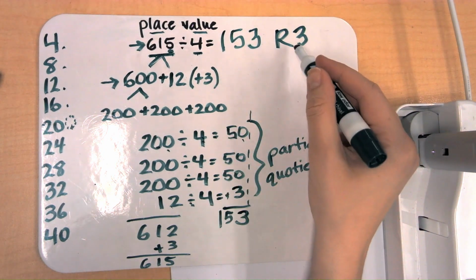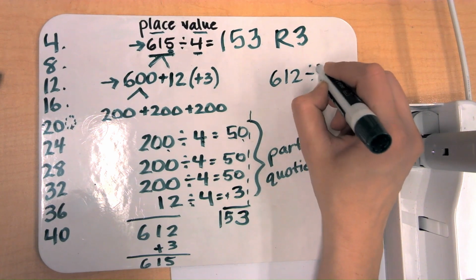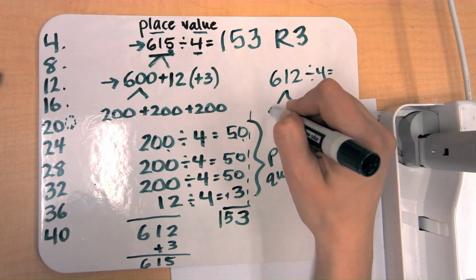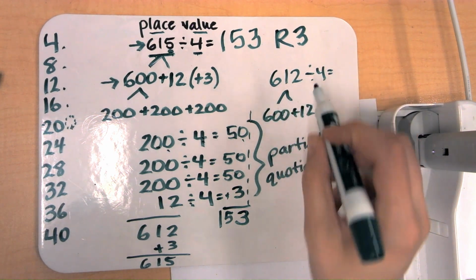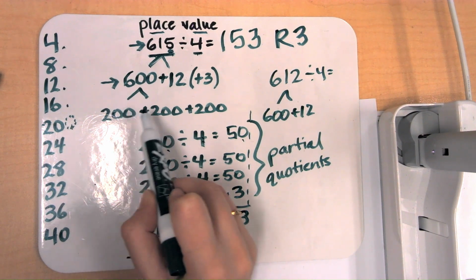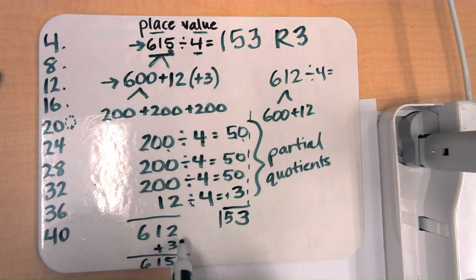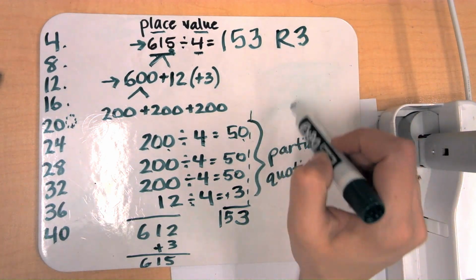Now, that's with a remainder. If I were going to do 612 divided by 4, I wouldn't have a remainder because I would be able to bust this up into 600 plus 12 and do the same thing. I would have 200, 400, 600, and then the 12, and then this part would just not happen here, and I wouldn't have that remainder, okay? That's your place value strategy with a remainder or without a remainder.